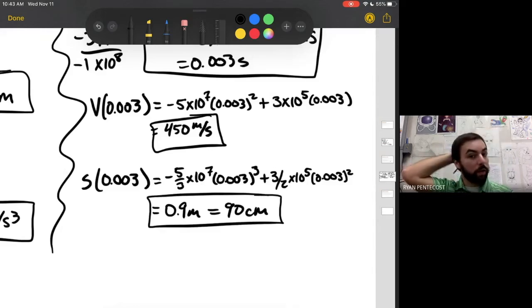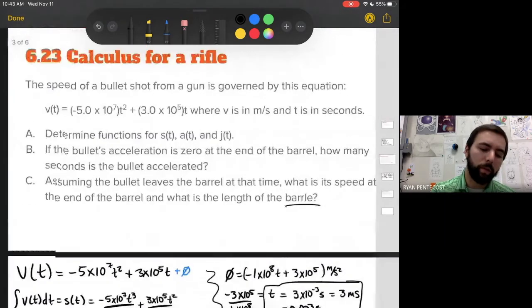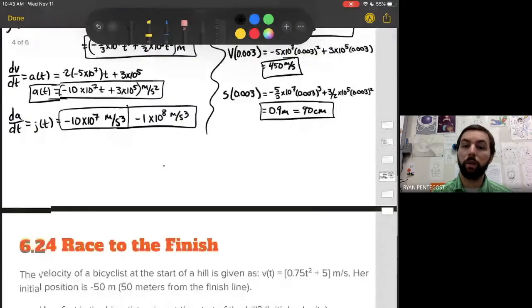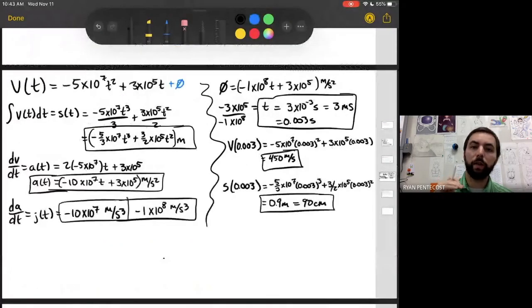That's a pretty long barrel. We can see that's a rifle, but almost a meter long, it's a long barrel. So that is how you can use calculus to solve for this kind of scenario where you're given velocity. You take the integral to get position, derivatives to get acceleration and jerk, and then plug in values to find the requested scenarios and things like that.